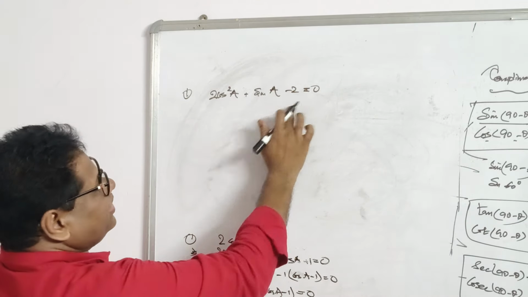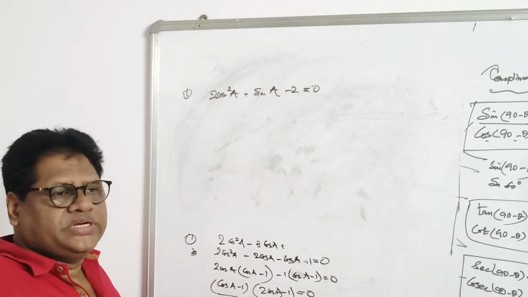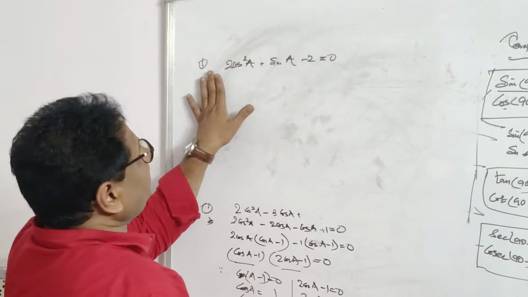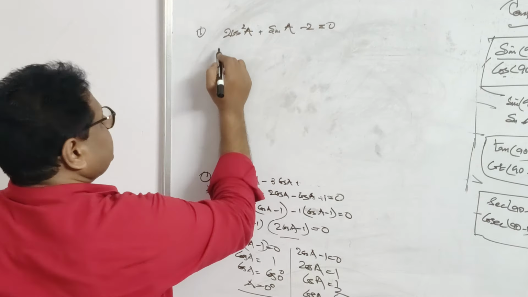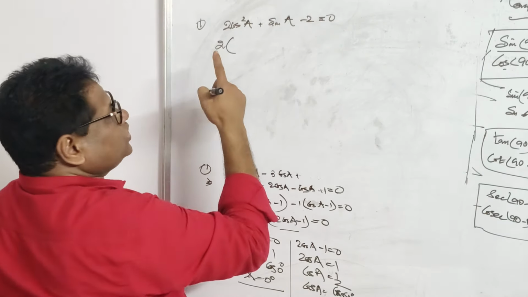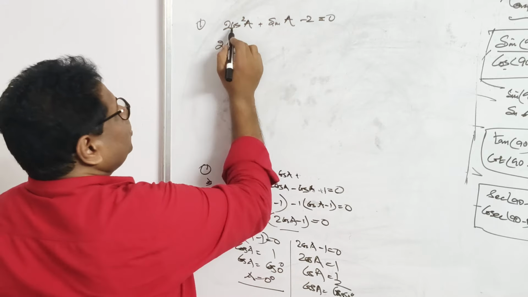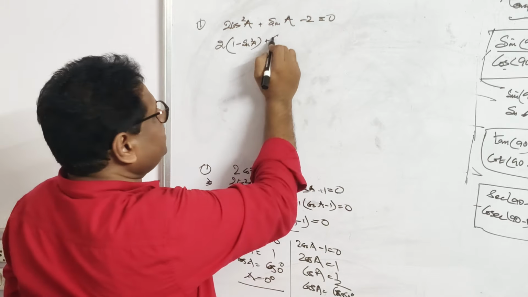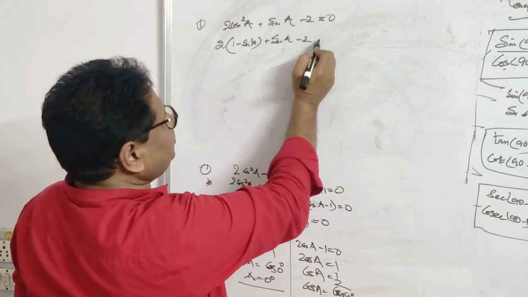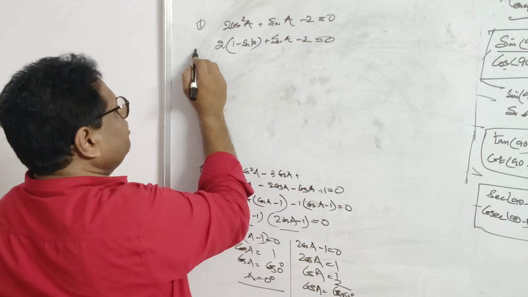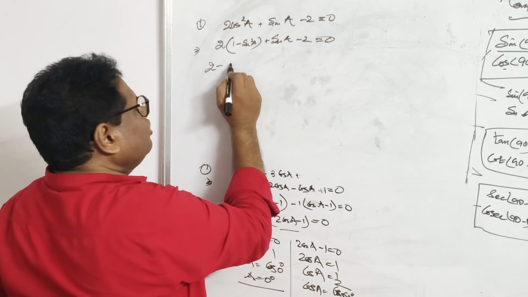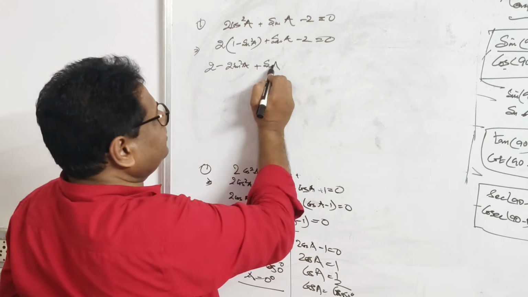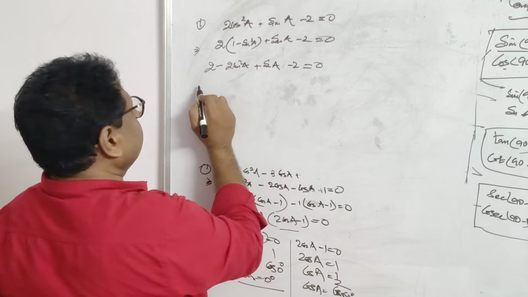Now this is also a quadratic equation, but a true quadratic equation needs only one variable. That means either you have to keep the equation in terms of cos or in terms of sin. Now let's eliminate this. You know that cos square plus sin square is 1. So cos square A can be written as 1 minus sin square A, plus sin A minus 2 equals 0. Now open the bracket. 2 minus 2 sin square A plus sin A minus 2 equals 0.